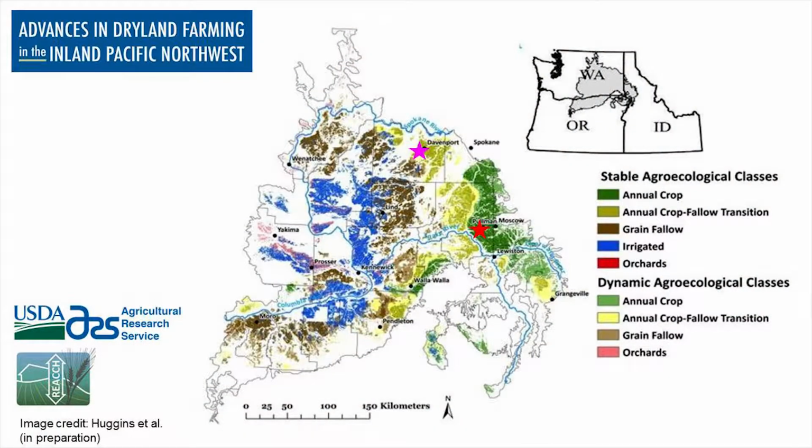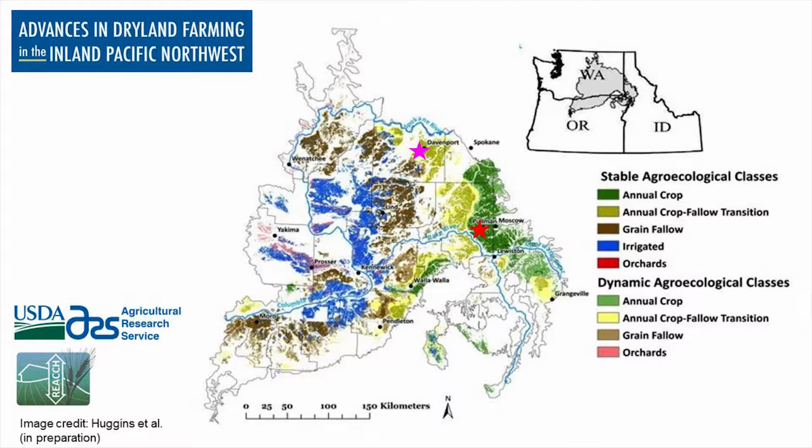So the arid region where Mr. Giray farms represents one specific class of agricultural land in the inland Pacific Northwest. The diversity of farming practices that are driven by differences in soils, topography, and local climate conditions can be observed in this map of agroecological classes defined by REACH scientists.